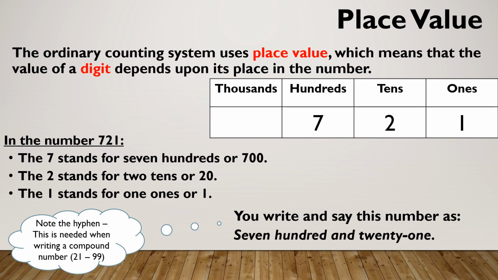Now note the hyphen. When writing a compound number, so anything between 21 and 99, it's good practice to put a hyphen. You won't be penalised if you forget your hyphen, however it is good practice to put a hyphen in these particular numbers. Let's look at another example.